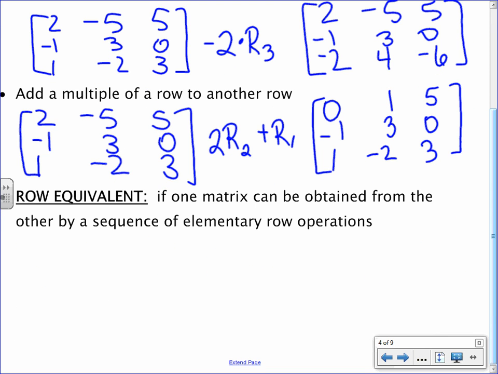Row equivalent means one matrix can be obtained from the other by a sequence of elementary row operations. So these are row equivalent, they just look different. I will relate this back to an augmented matrix very soon.